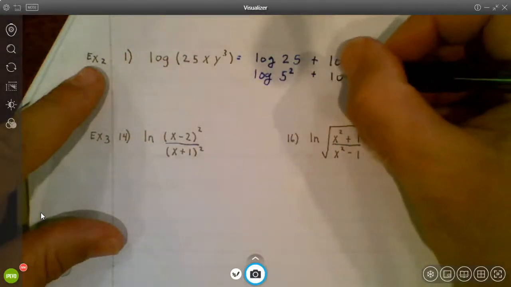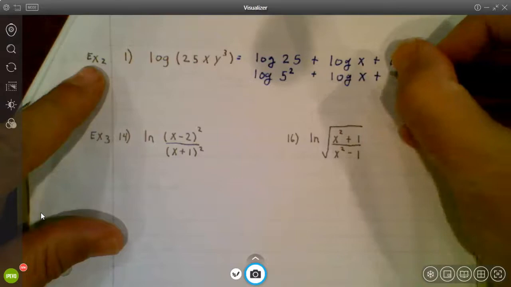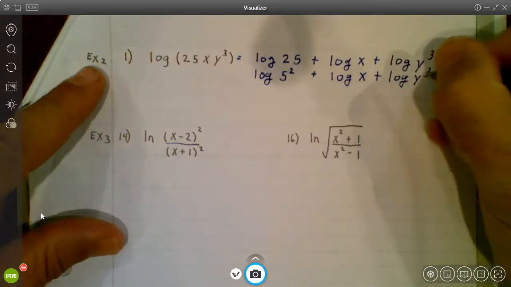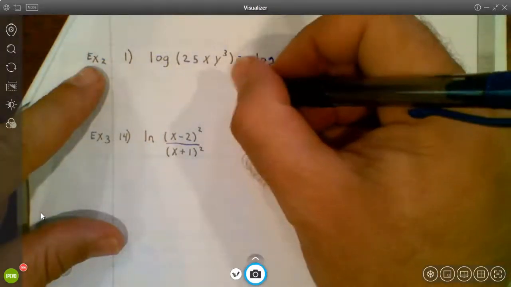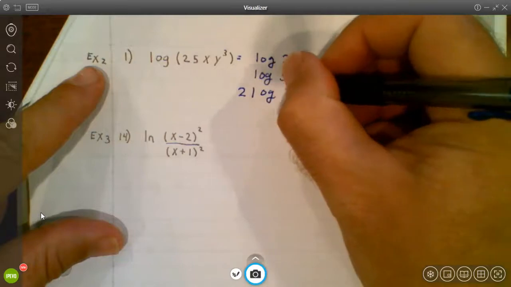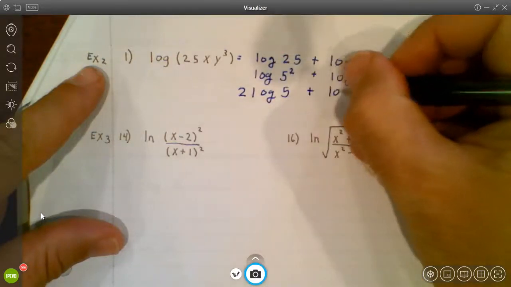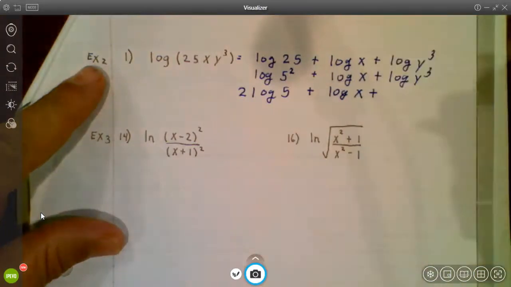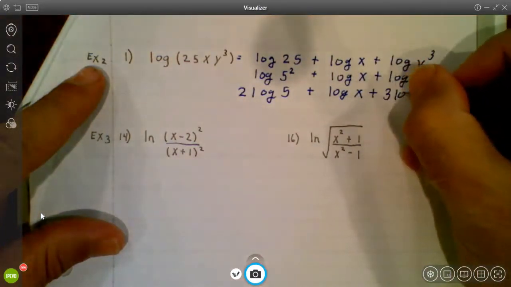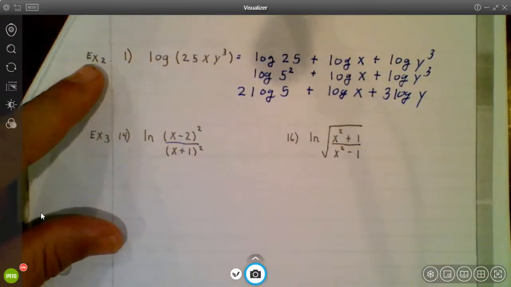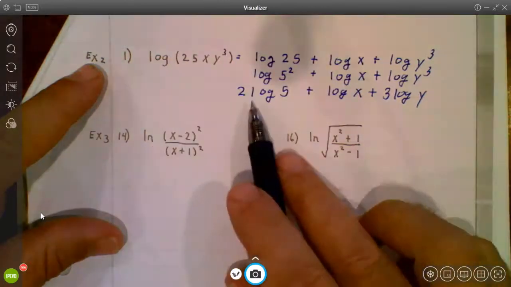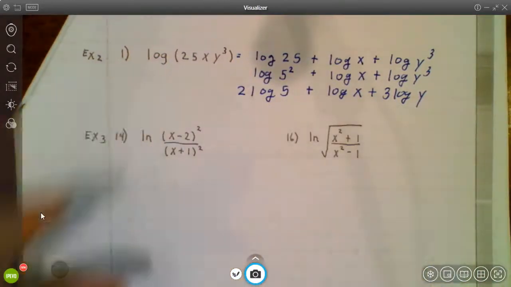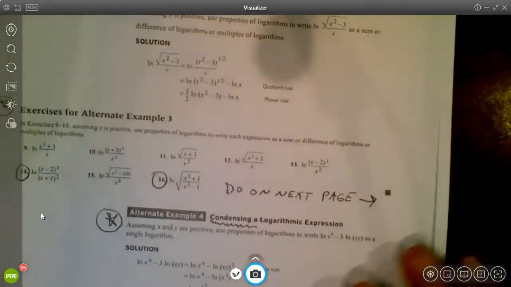So let me take the same steps that they did. Now, as my final move, let's take the exponents and move them to the front of their log. So we got 2 log 5 plus log x plus 3 log y. And that would be as far as we could take it. Again, don't forget the base doesn't change. This started as a base of 10, and I kept it as a base of 10 all the way through. So let me take you back to example 3.